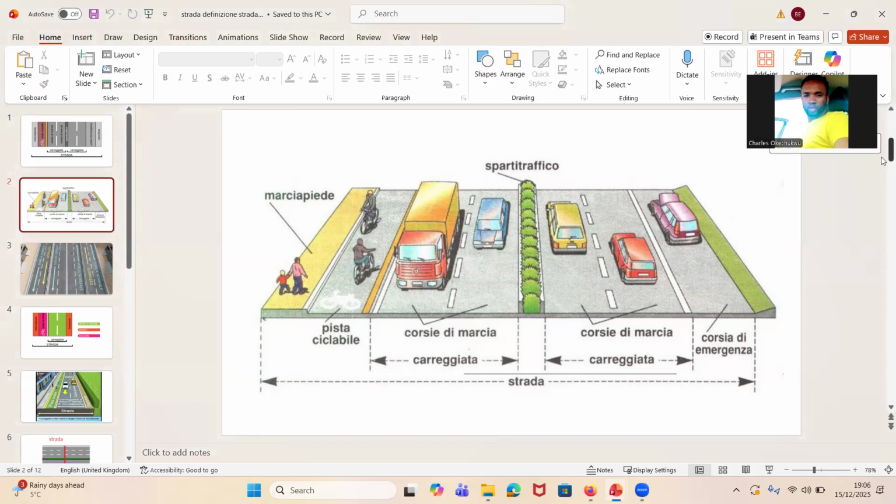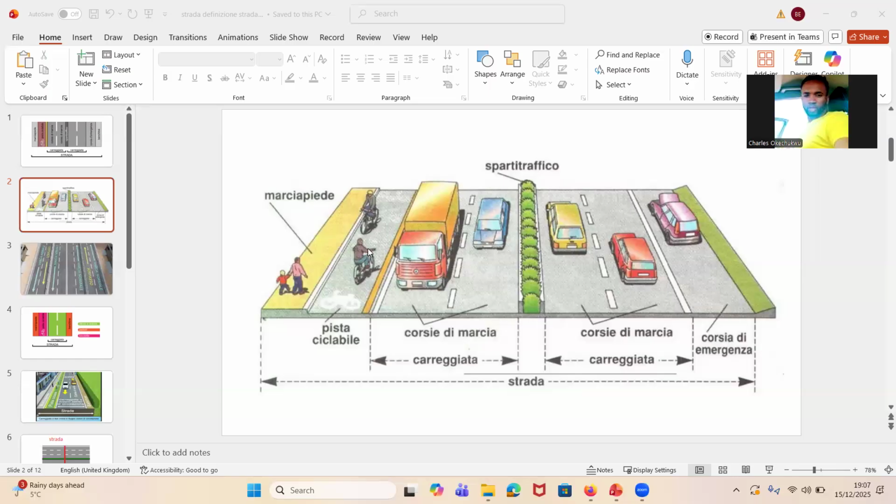Now, I will show you a picture before we start to read them, so we will understand what I mean. Inside this thing they call strada, look at this picture. This is a typical example of a road. Inside this thing they call road, strada, you will see different things. For example, they draw marciapiede inside here. So what have we understood? Marciapiede is part of a strada. We can see pista ciclabile here. Pista ciclabile is part of a strada.